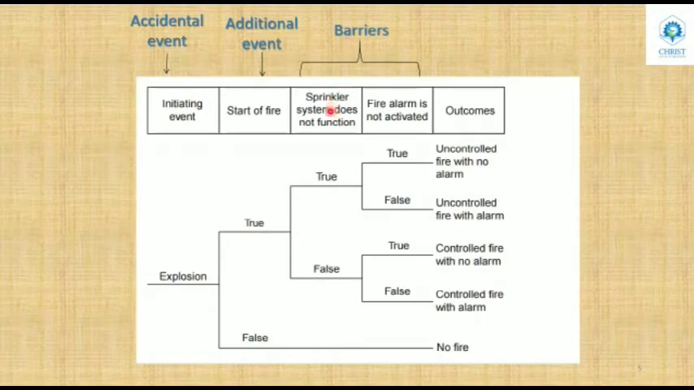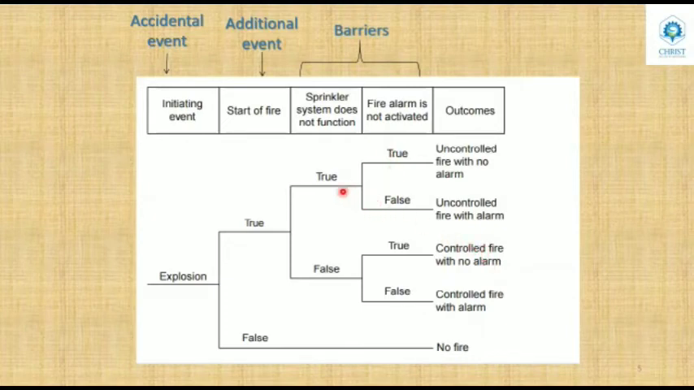We check whether the sprinkler system is not functioning, true or false. If it is false, that means the sprinkler system is functioning. If it is functioning, then we check whether the fire alarm is not activated, true or false. First we check these two conditions, false and false. That means the sprinkler is functioning and the fire alarm is activated, so it is a controlled fire with alarm. Some alarm is there and the fire can be controlled by the sprinkler. Here the sprinkler is functioning and there is no fire alarm, so it is a controlled fire with no alarm.